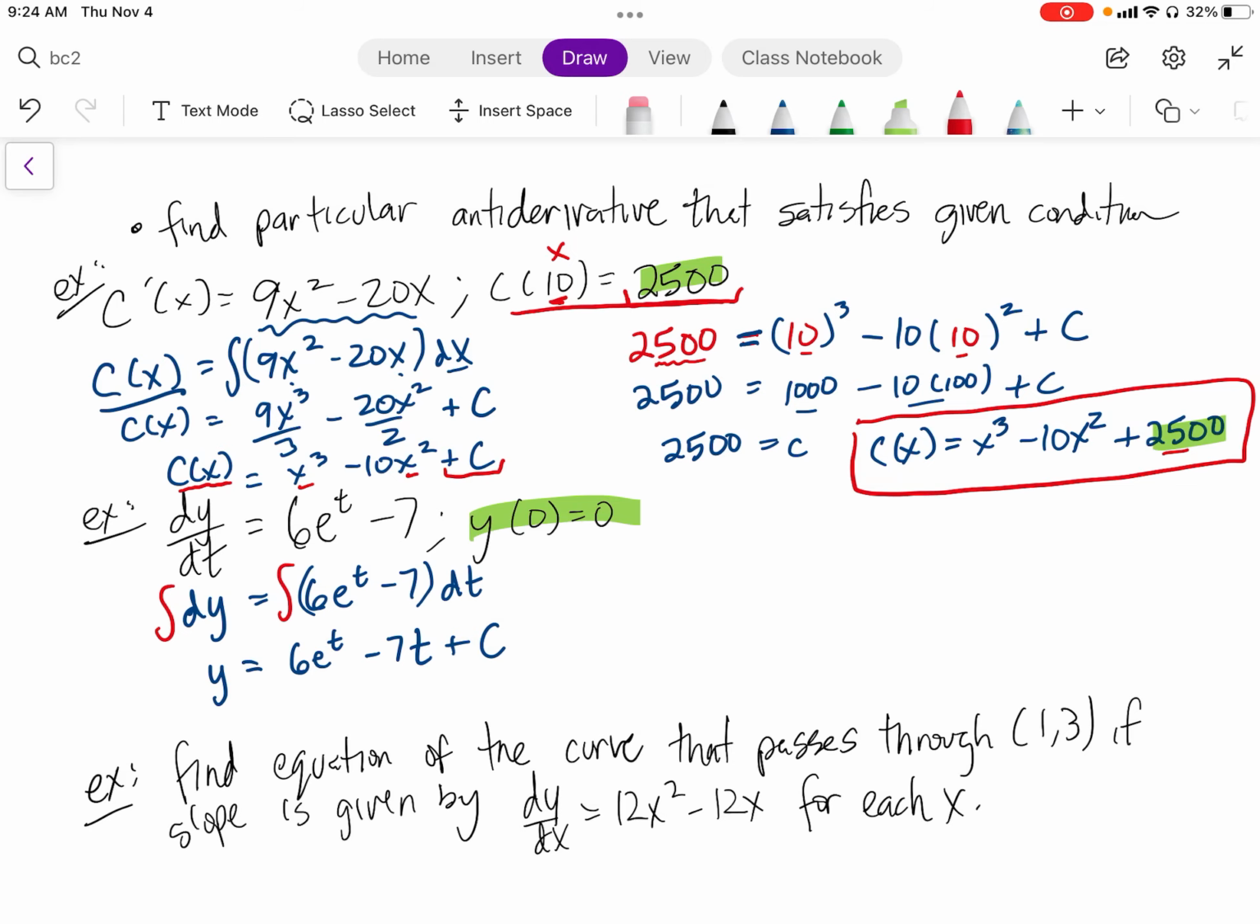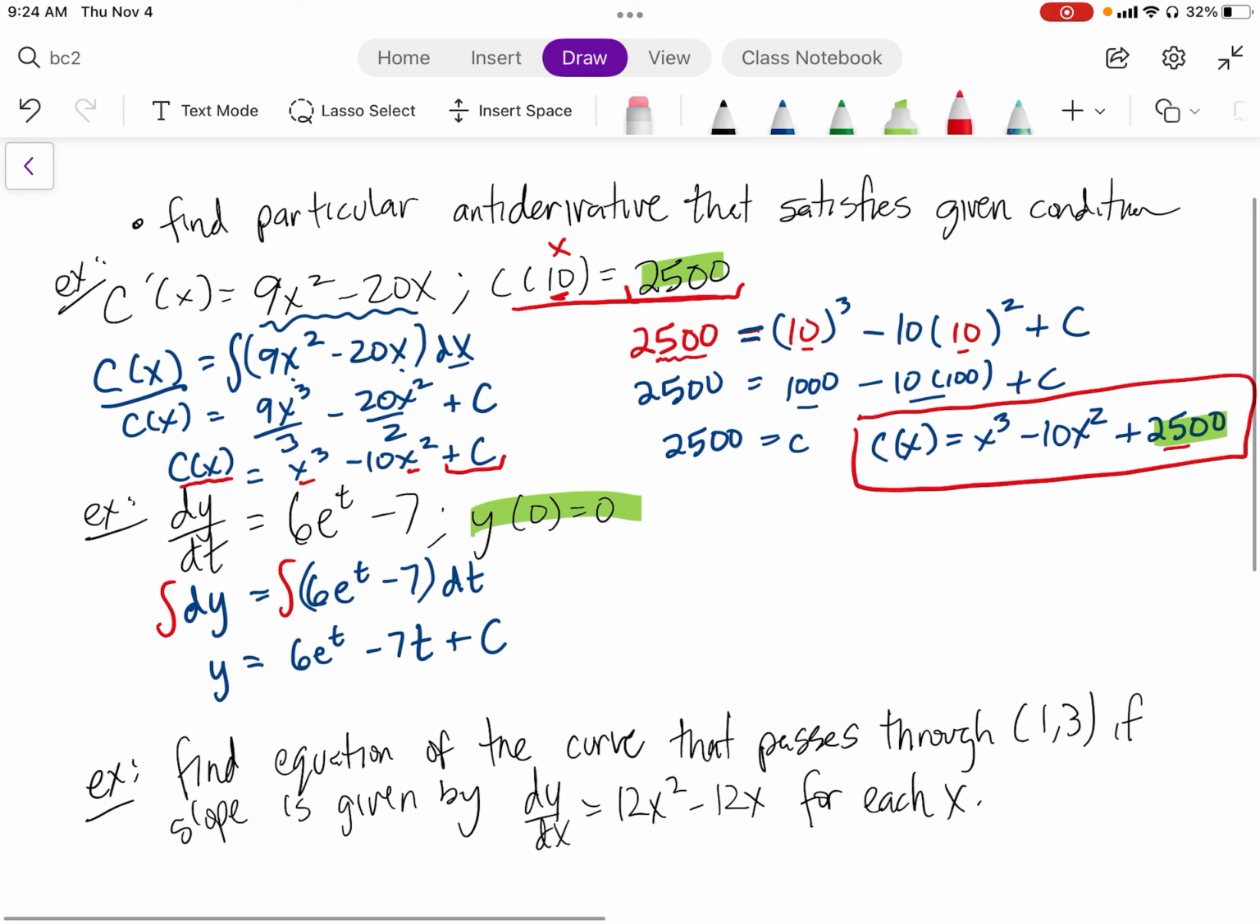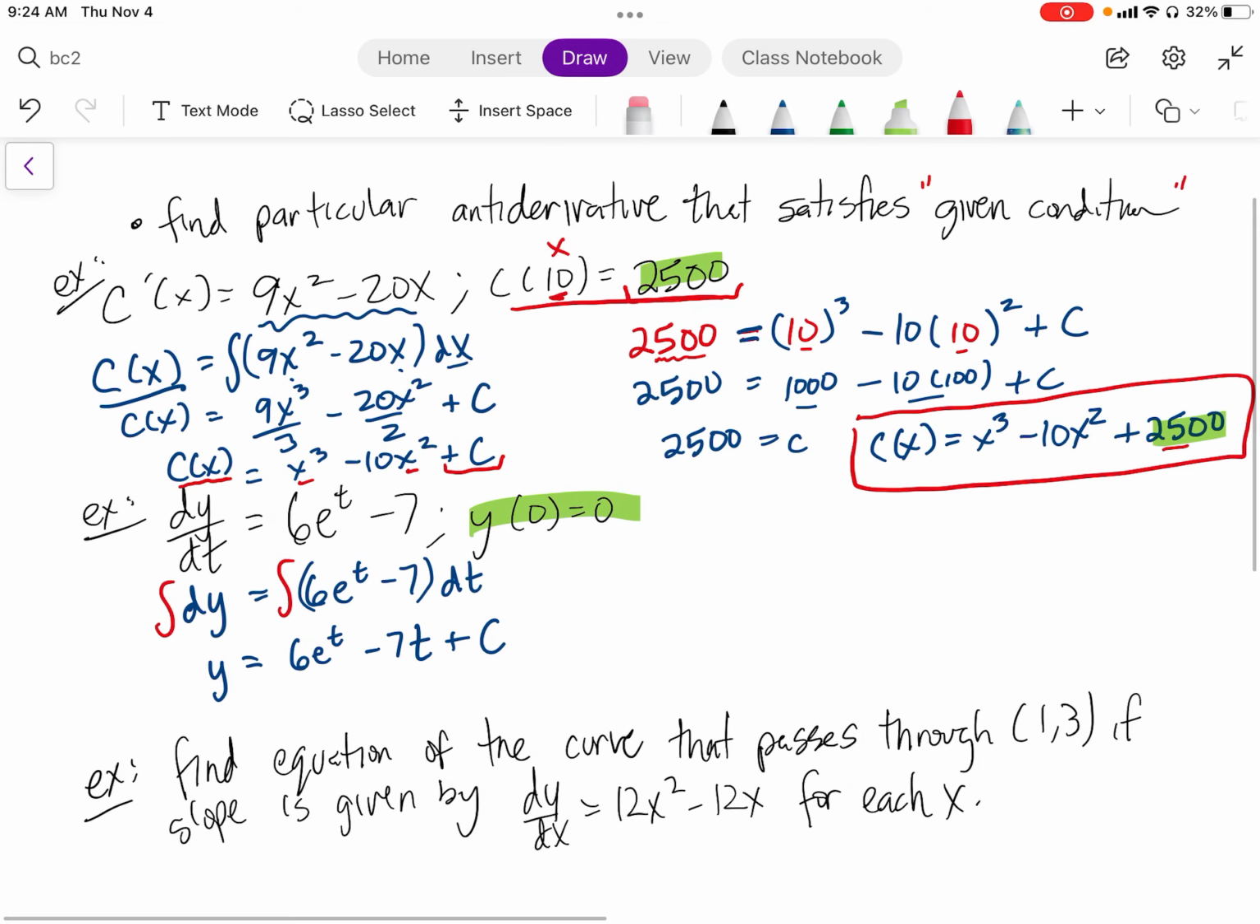Sometimes they will say, instead of "satisfies the given condition," if the x is 0, or the variable, in this case t, is 0, often they will just say the initial condition, because that's the start, right? They're saying substitute 0 in for your variable and you'll get some sort of value. In this particular problem, the initial condition is also 0. Not always, just like the other one, we just happen to get 2500. This one is saying if you plug in 0 for t, you will get 0 for y. All right, so let's use that.